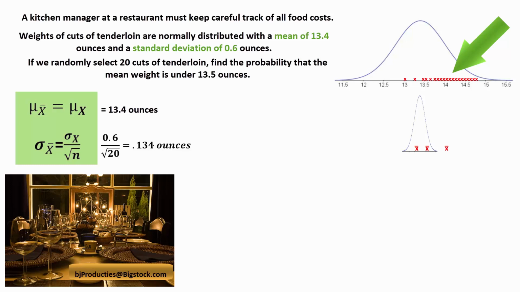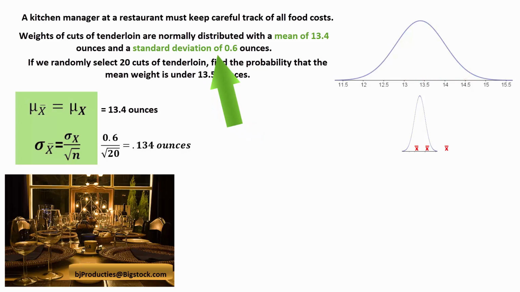Now verify this understanding by looking at the sampling distribution of means. So getting one particular sample mean above 14 ounces is not going to happen. It's more than 4 standard deviations above the population mean. Now this should make sense that there is much less variance among sample means of size 20 than there is among individual cuts of meat.